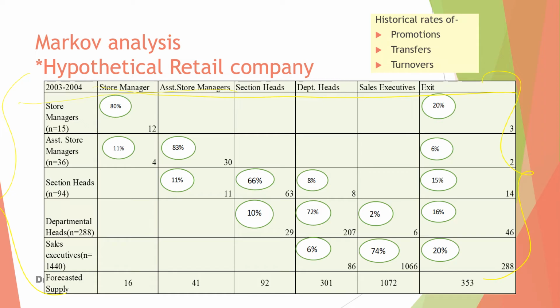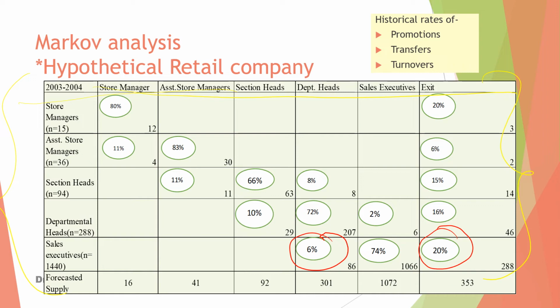As in the matrix, you can see, let me just highlight for you, as in the matrix you can see 6% sales executives got promoted, and 20% are leaving the job. So this is Markov analysis.